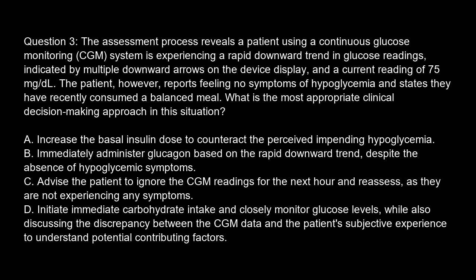Option A. Increase the basal insulin dose to counteract the perceived impending hypoglycemia. Option B. Immediately administer glucagon based on the rapid downward trend, despite the absence of hypoglycemic symptoms. Option C. Advise the patient to ignore the CGM readings for the next hour and reassess, as they are not experiencing any symptoms. Option D. Initiate immediate carbohydrate intake and closely monitor glucose levels, while also discussing the discrepancy between the CGM data and the patient's subjective experience to understand potential contributing factors.